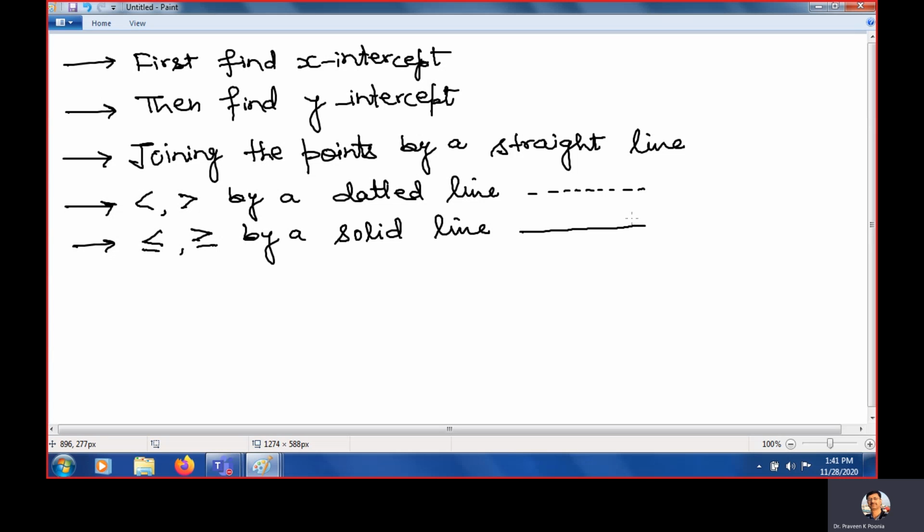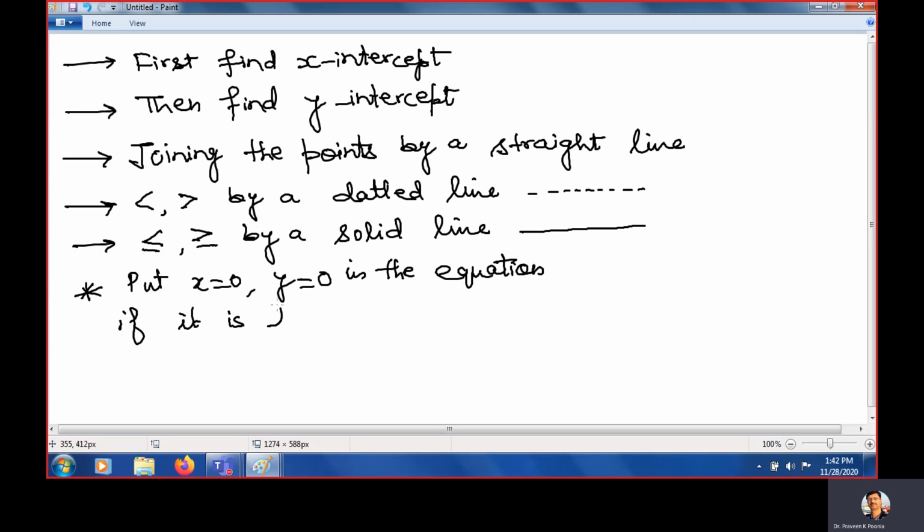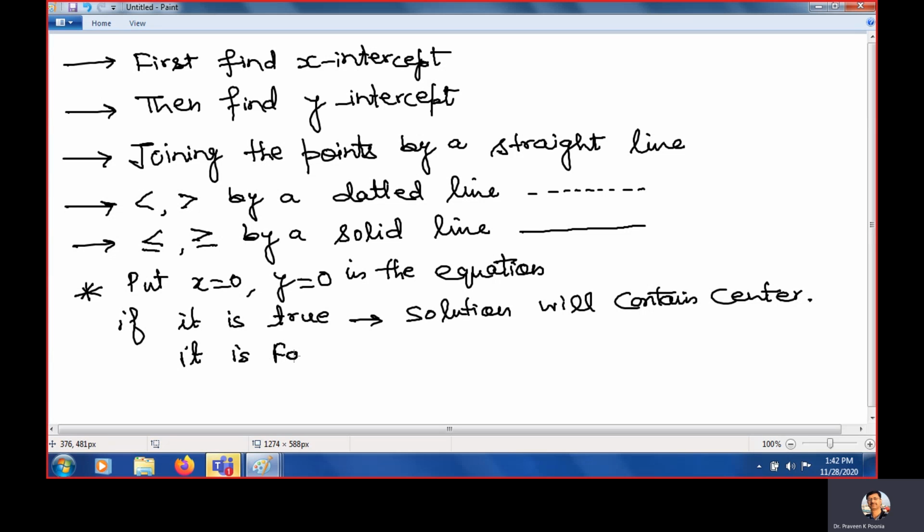After joining this, the next important point is to put x equal to 0 and y equal to 0 in the equation. If it is true, the solution will contain the center. Clear? If it is false, the solution does not contain the center.